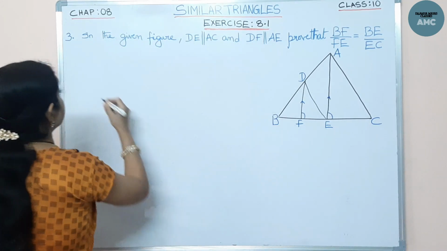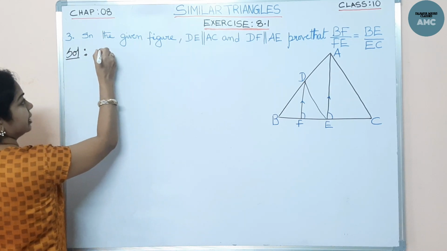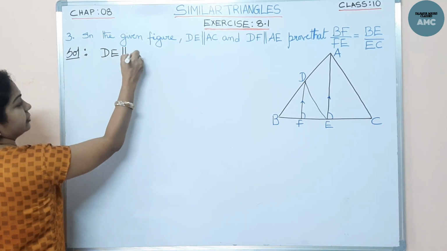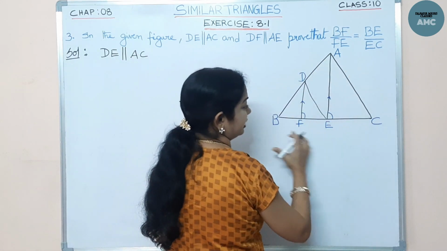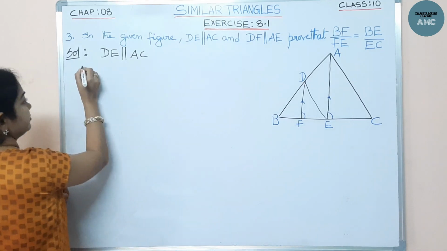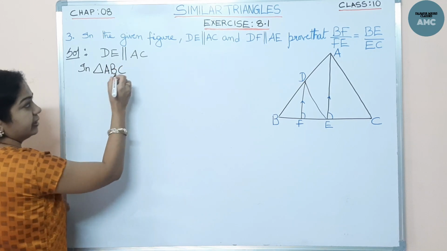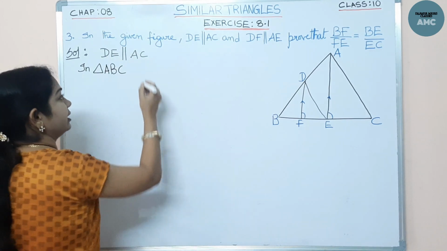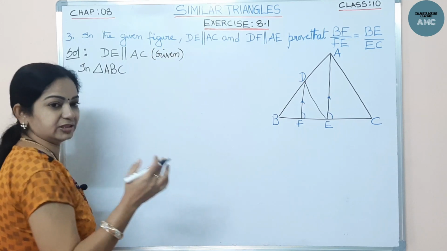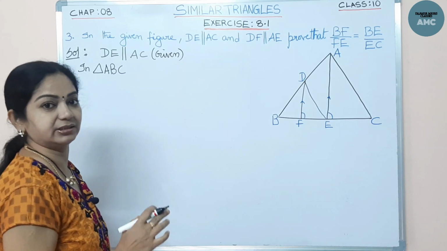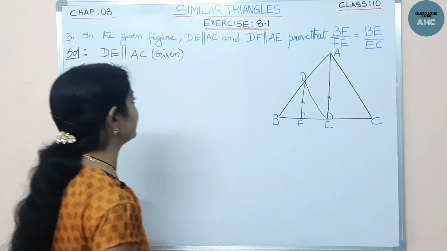Let's start with the given. What is given? That DE is parallel to AC. Now consider the triangle ABC. In triangle ABC, DE is parallel to AC, that is given here, isn't it? When a line is parallel to one side of a triangle, it divides the other two sides in equal ratio. That is the basic proportionality theorem.